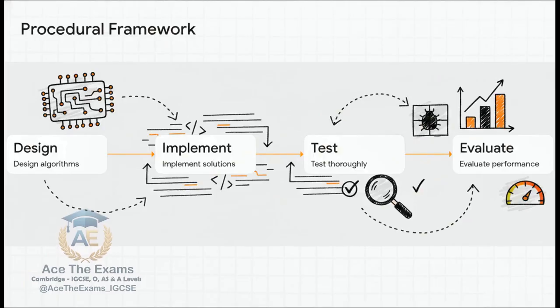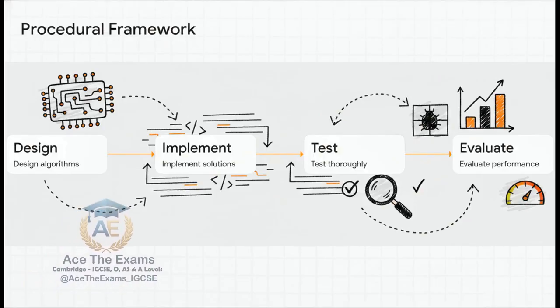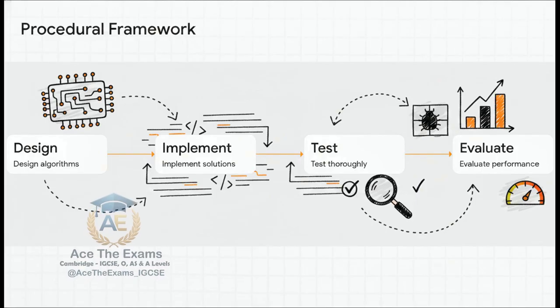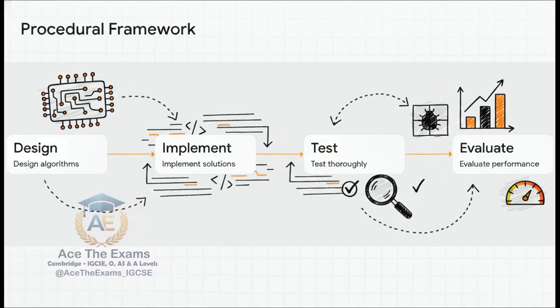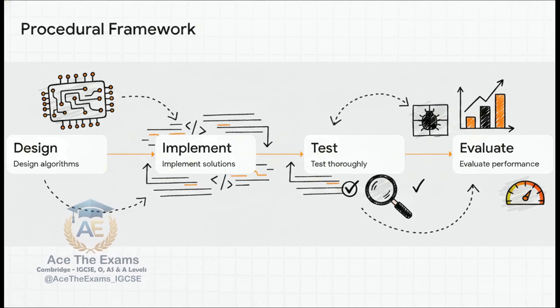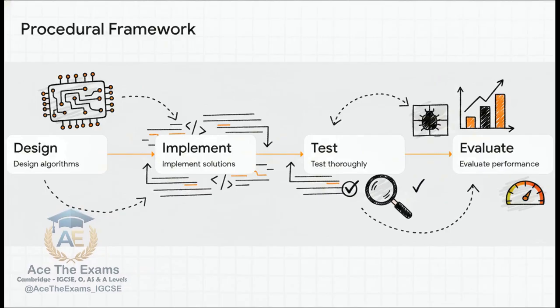If you want to secure every single possible method mark, you have to follow a strict procedural framework. It's a 4-step process. 1. Design your algorithms. 2. Implement your solutions. 3. Test thoroughly. And 4. Evaluate performance. Showing the examiner you're working, proving that you are moving logically through these 4 steps, is exactly what guarantees those vital intermediate marks, even if your final calculation happens to be slightly off.